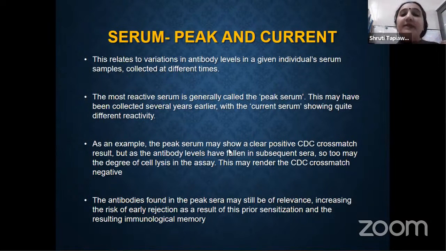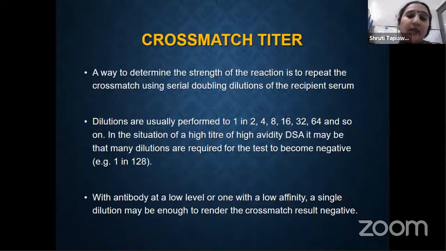An example of the peak serum may show a clear positive CDC, while the present serum may show no reaction. And this may render the CDC negative. But this is negative for the present. This has different implications for the future, because it can give a late allograft failure.